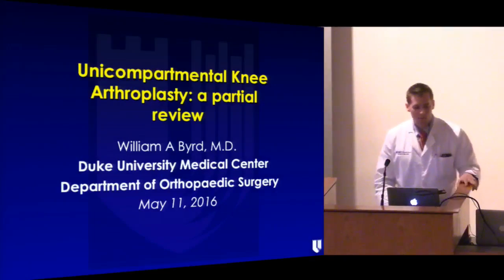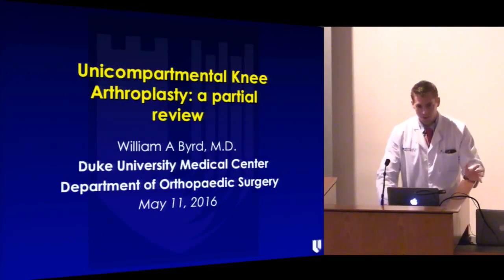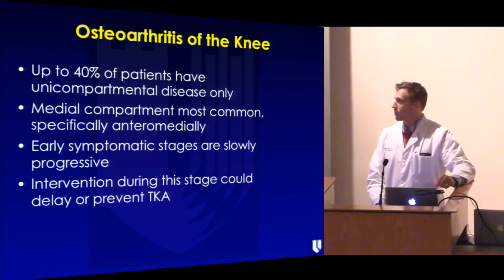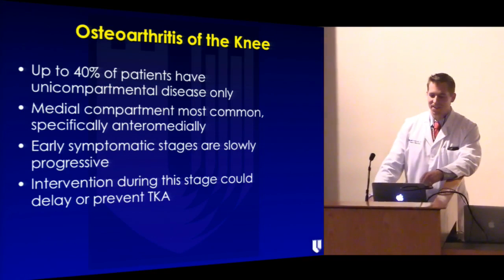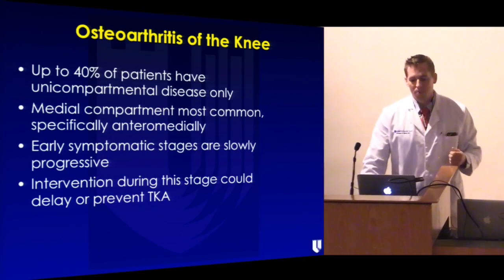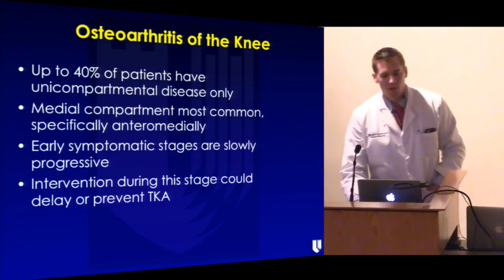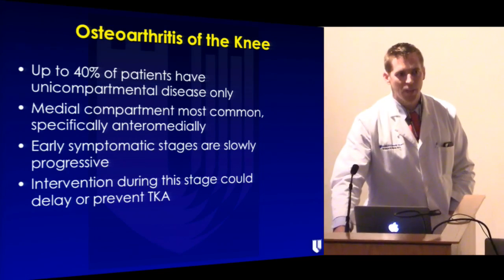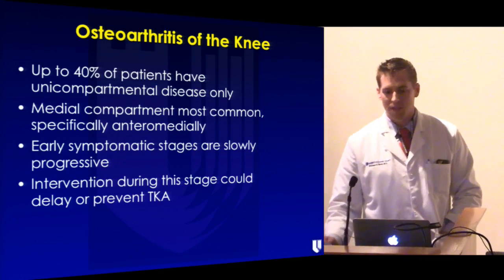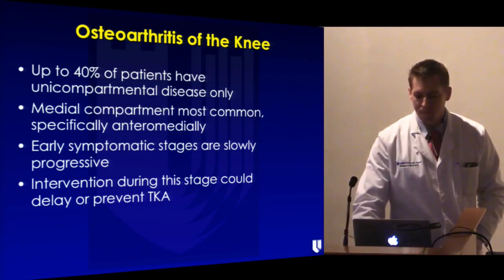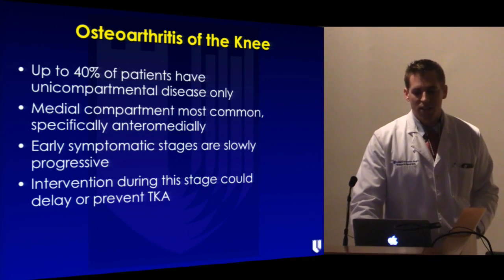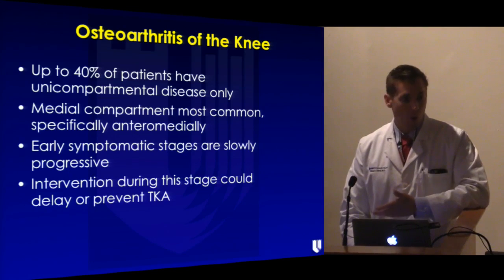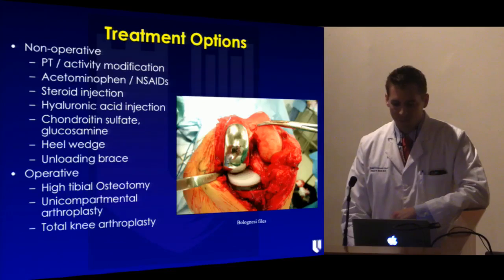All right. So today I am talking about unicompartmental knee arthroplasty. Want to briefly start with morphology of arthritis of the knee. So up to 40% of patients have only unicompartmental disease, and this is most commonly seen in the medial compartment and even more specifically in the anterior medial compartment. The early symptomatic stages are slowly progressive, and intervention during this stage could delay or prevent total knee arthroplasty.